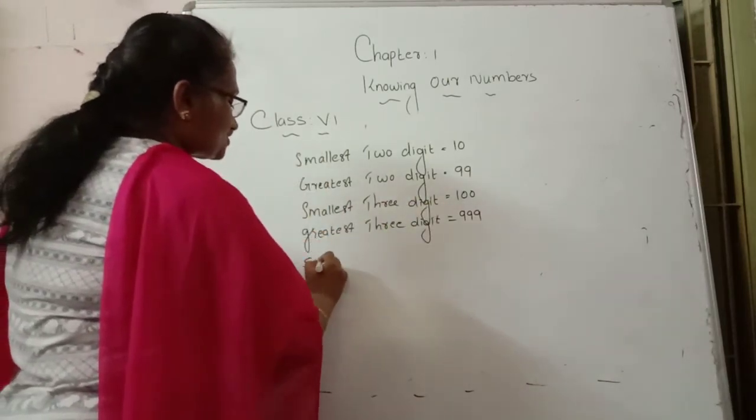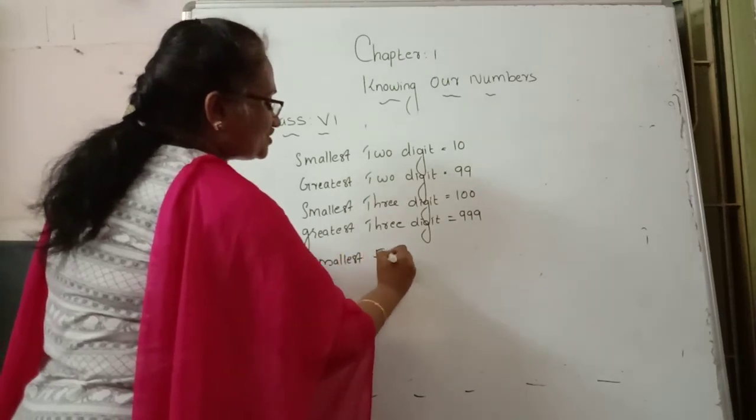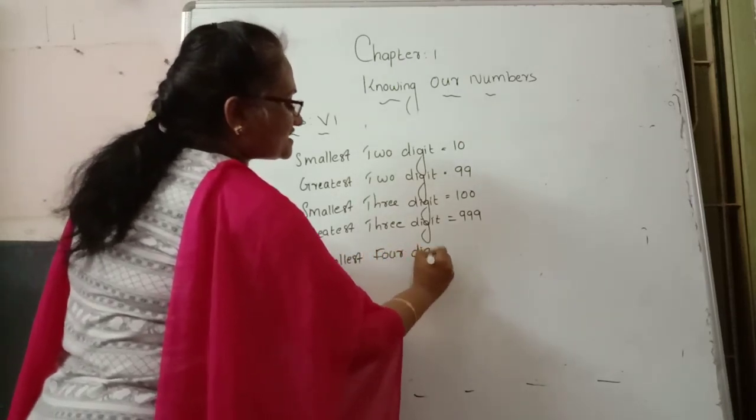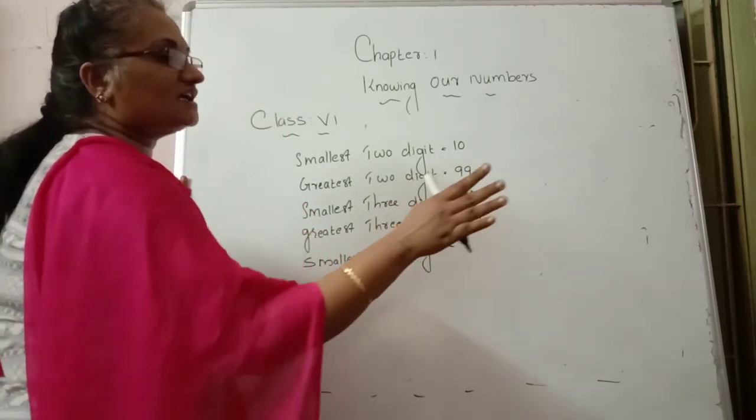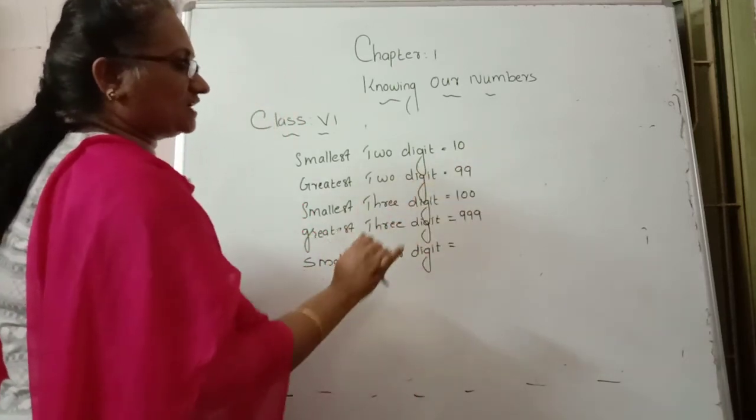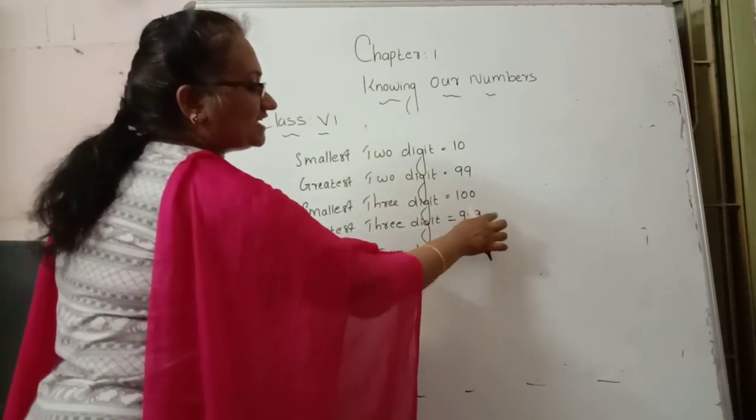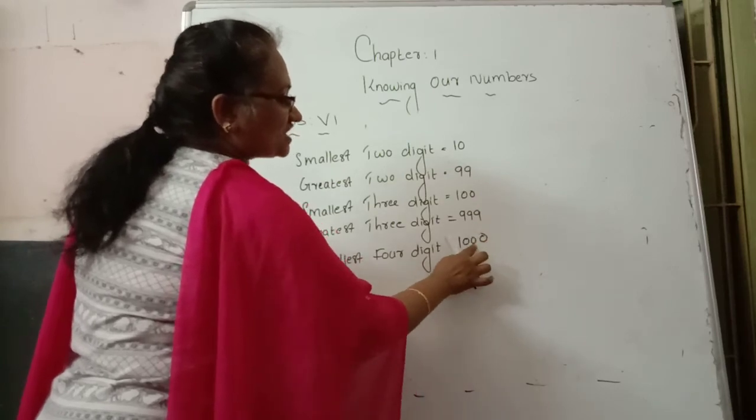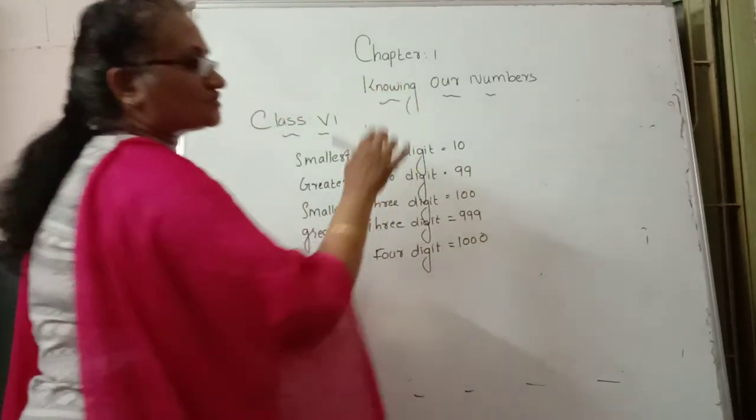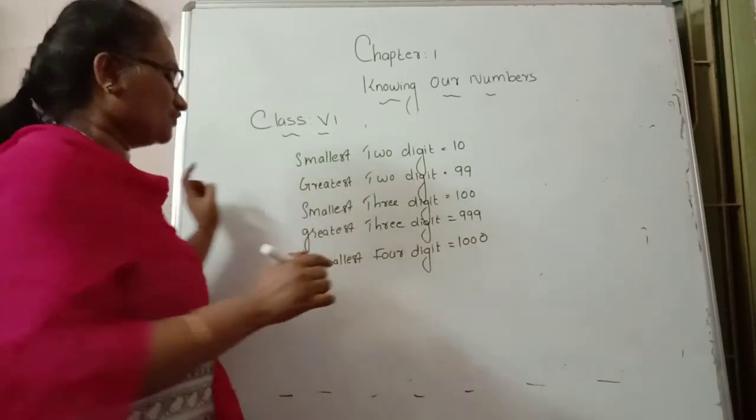Next, which is the smallest 4 digit number? How to find it is easy only. That means 4 digit means how many digits we want? Up to here 3 digit. Next number 999 is added with 1, means how to read that number? Ones, tens, 100, 1,000. So we can say 1,000 is the smallest 4 digit number.